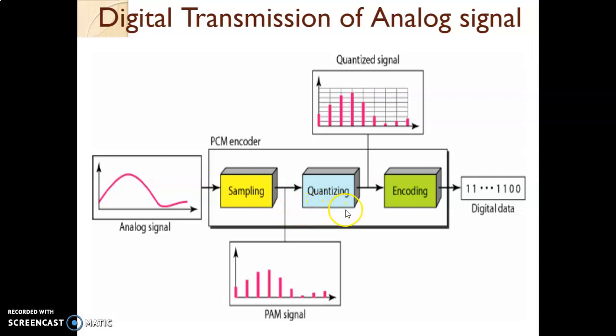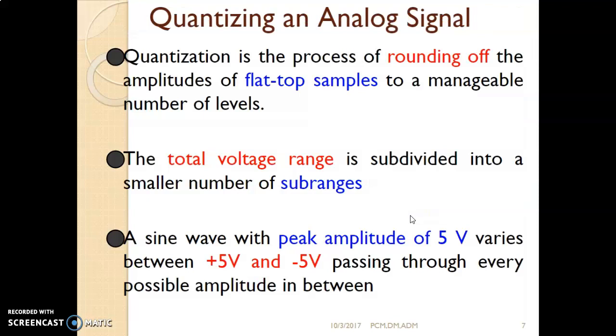The second step of conversion is nothing but the quantization. In this lecture, we will discuss quantization, and parallelly, we will also discuss what encoding is. Quantization is the process of rounding off the amplitude of the flat top sample to a manageable number of levels.